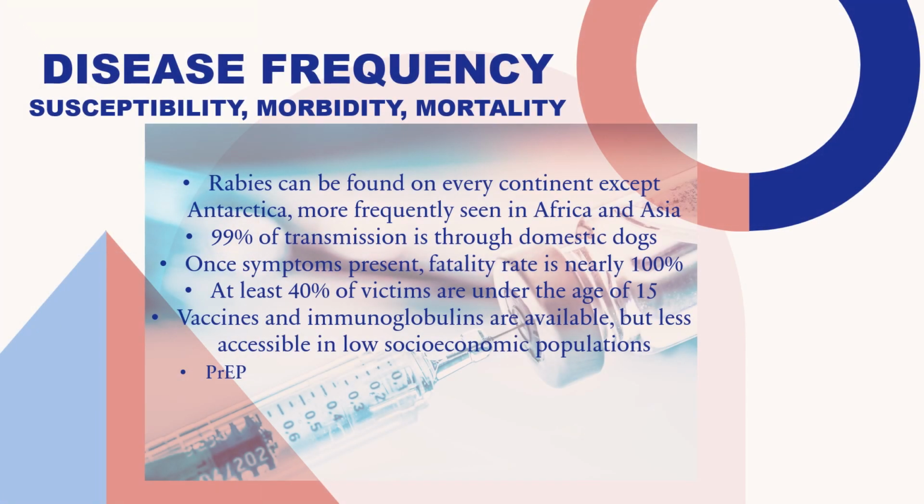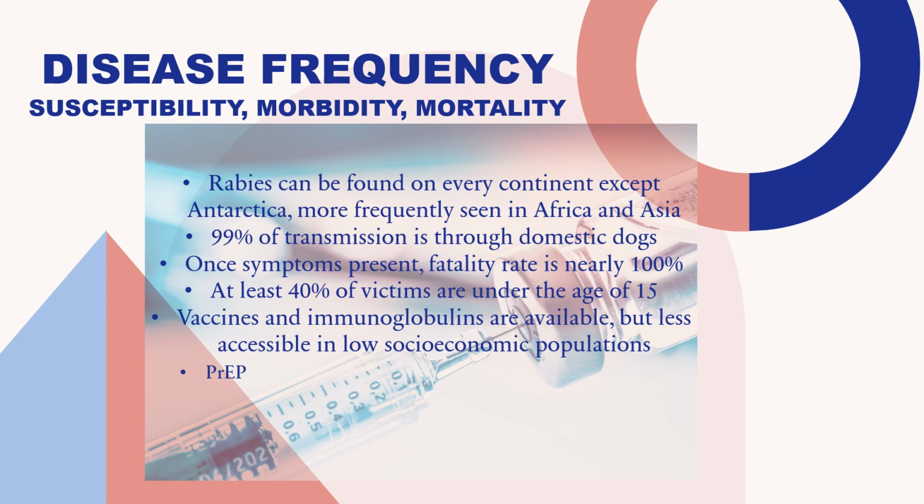Frequency, including susceptibility, morbidity, and mortality. The rabies virus can be found on all continents except Antarctica and has been recorded in more than 150 countries and territories around the world, with the majority of infections occurring in Asia and Africa. This is primarily going to be populations with low socioeconomic statuses who do not have ease of access to vaccines and treatments.